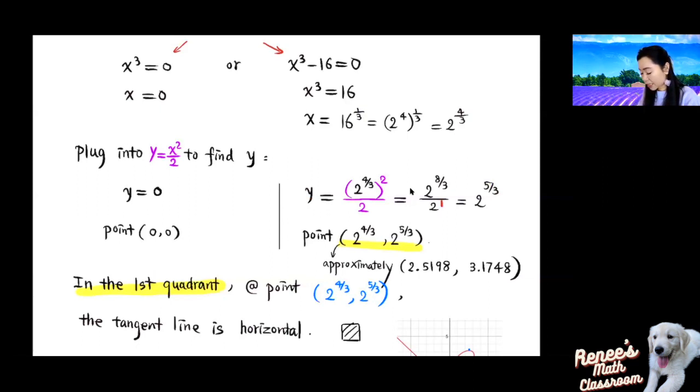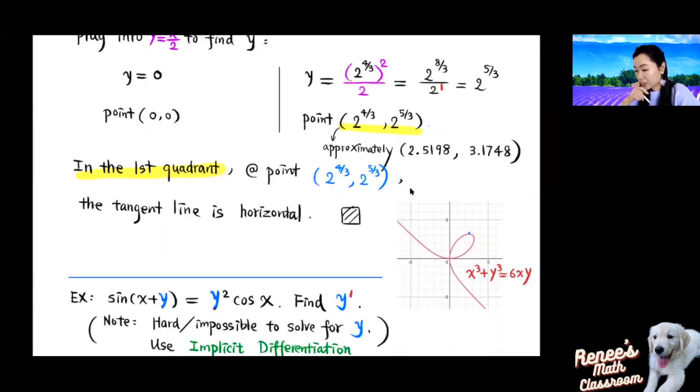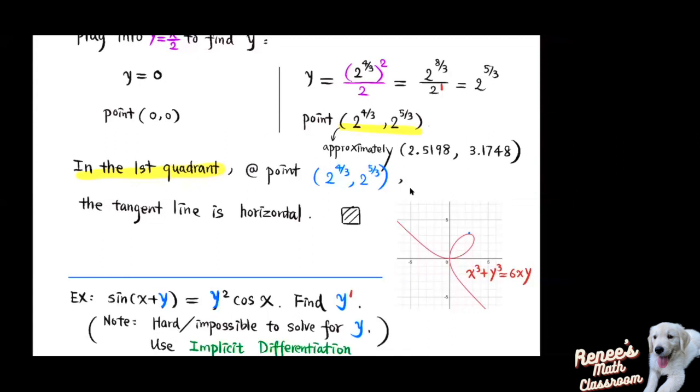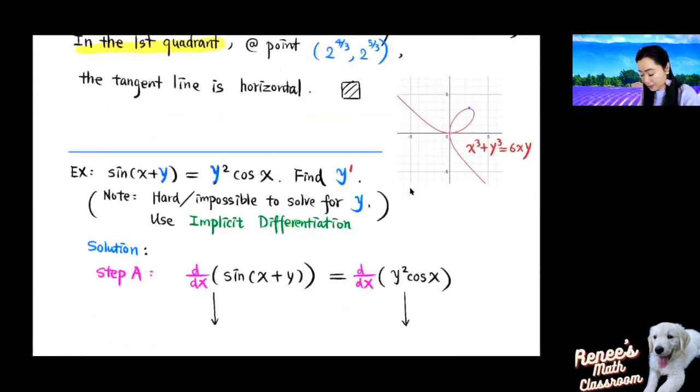Y coordinate is this, which is approximately this. So does it answer your question? It does, yeah, thank you very much. Okay. Now the second example here.